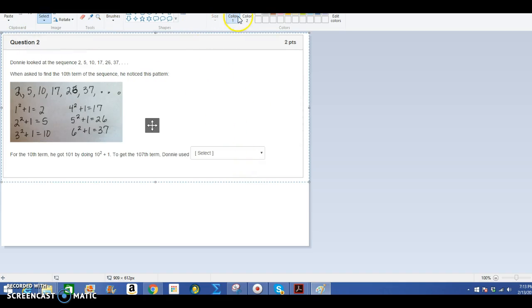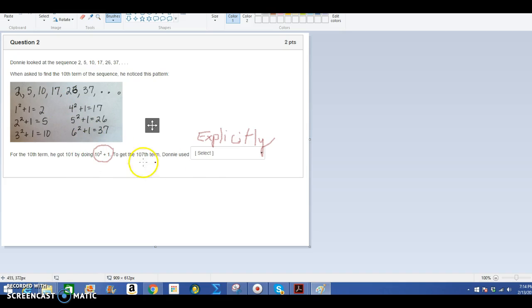In doing question 1, we kind of did question 2, because this is showing us that Donnie found his answer explicitly. The answer to this one was explicitly, I think is the exact terminology that was used. So he said, I want the 10th term, so I'm going to use the term number, which was 10, and I'm going to use it in this formula, and do 10 squared plus 1, and I'm going to get my answer.